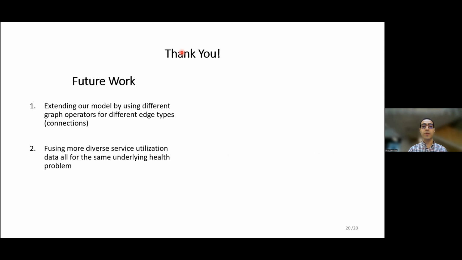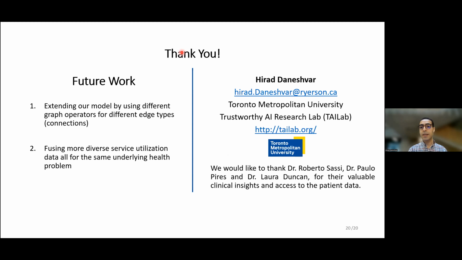In the future, we want to extend our model by using different graph operators for different edge types. Because we have different node types, the graph operator that we apply to create the representation can be different for each edge type. And also, we want to fuse more diverse service utilization data, all for the same underlying health problem.